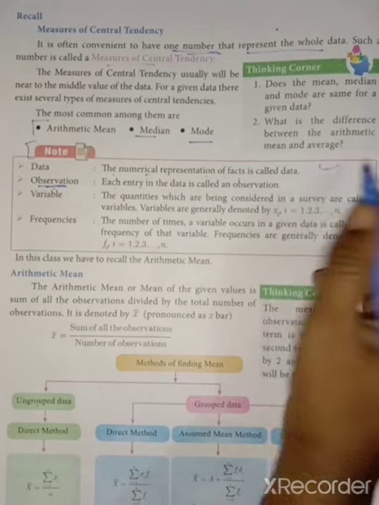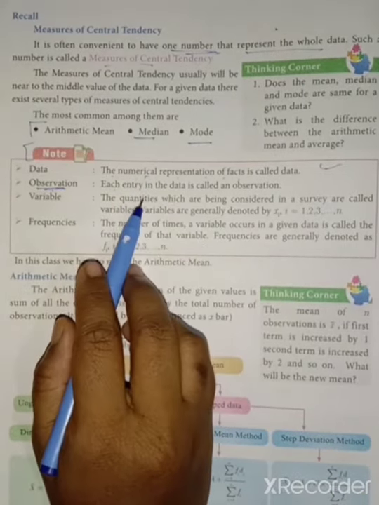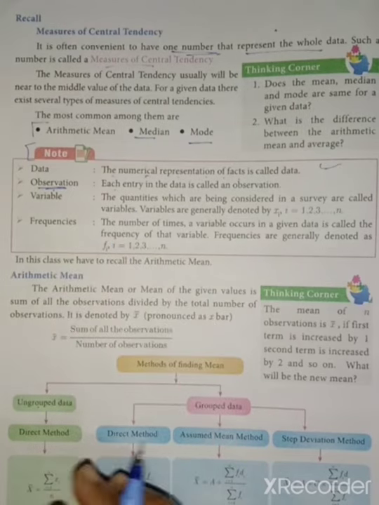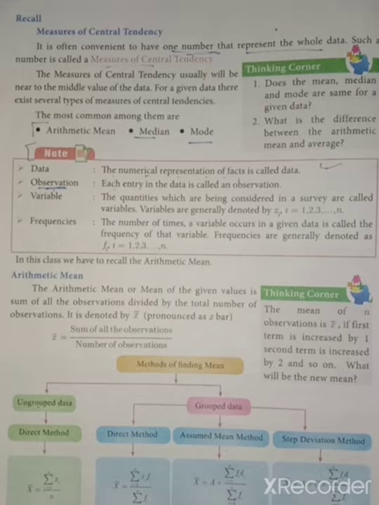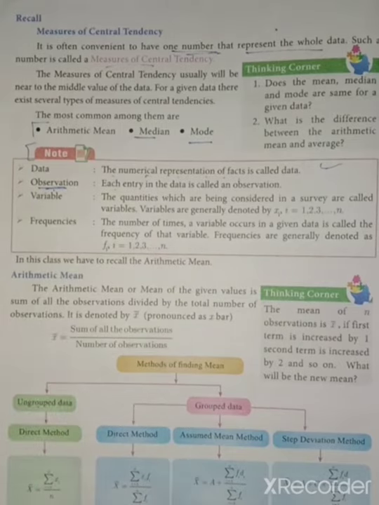If you have a number, that is an entry in the data. If you have any number of students, 20 students, 30 students, or the heights of 30 students, and you enter that data, that is an observation. So each entry is an observation.